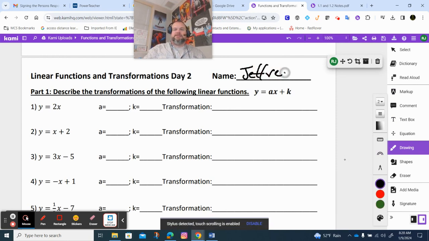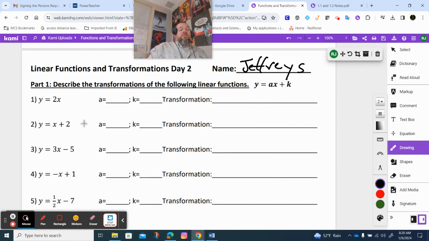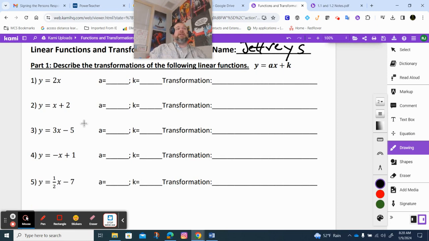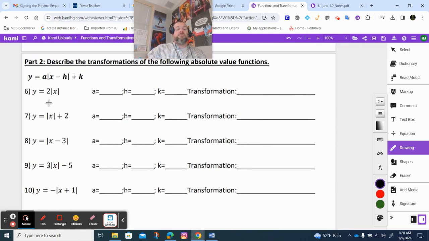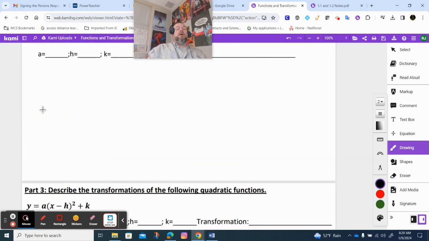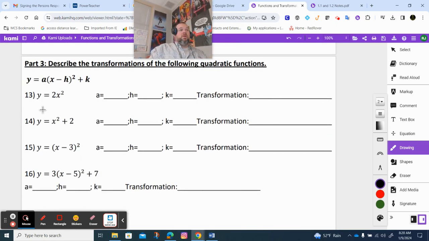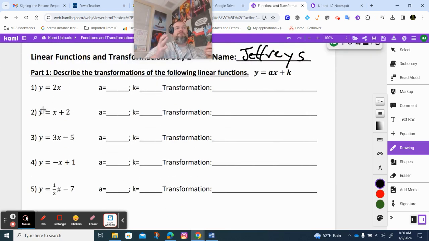Jeffries. All right, today's lesson is because more people did not understand yesterday's lesson. So let's fix that. Now, as we look at our handout today, all of part one deals with linear. They're all linear, all 5 of them. Then on part 2, they're all absolute value. Part 3, they're all quadratic. Just so hopefully we can drill in what these things mean.